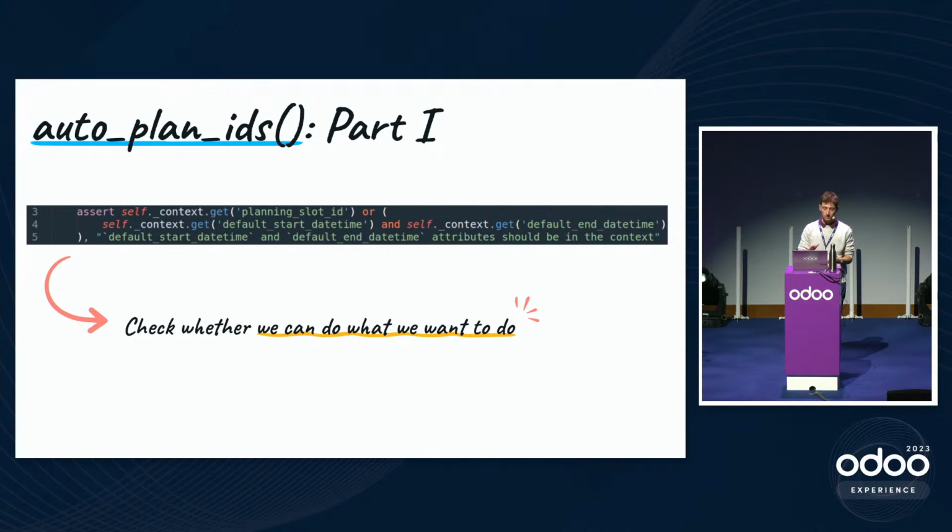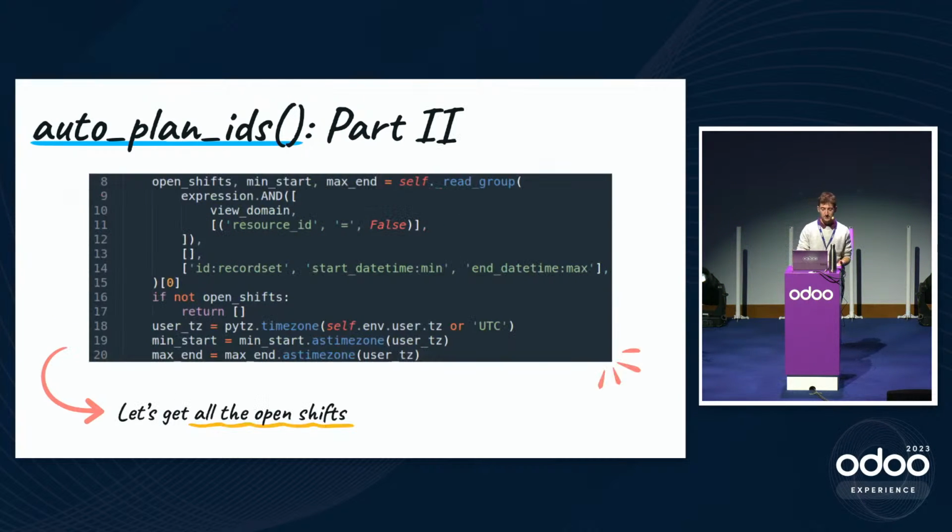So what we do firstly in the method is some assertions. We want to check whether we're calling the method from the right place. So we look at the context and see whether we have a slot ID, if we have one individual shift that we're planning, or we have a start date time and an end date time, basically a date range, so we can plan multiple shifts. Then we get all the open shifts in that period.